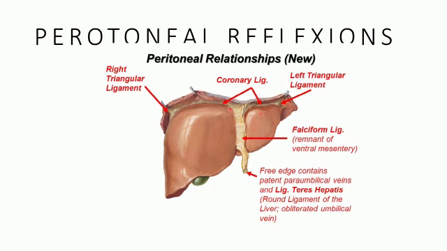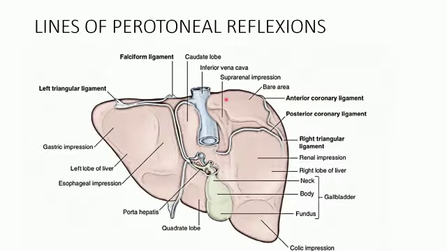After this, the next thing we should see on the posterior aspect is how this ligament forms. So this is the right lobe and this is the left lobe. After that, it forms the superior layer of the coronary ligament.